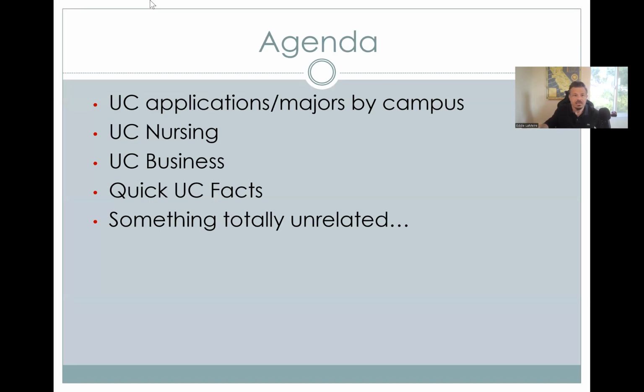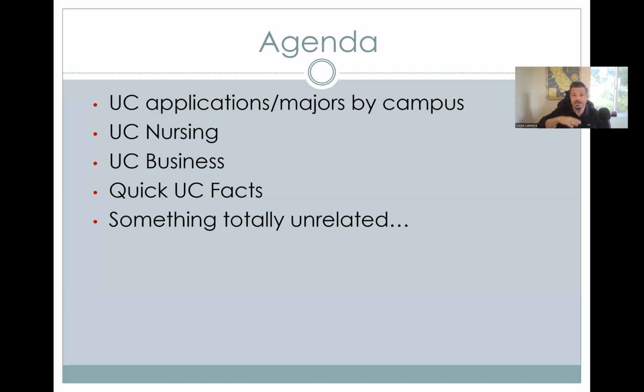The agenda today is we're going to go over UC applications and majors by campus. Feel free to chime in and ask questions at any time, as long as it's something you think other people might have, not something like, my son got a C- in second semester American Sign Language in ninth grade, is that going to validate his language other than English requirement? Maybe that's something you drop me a line on or we talk about in a meeting. Otherwise, please feel free to ask questions.